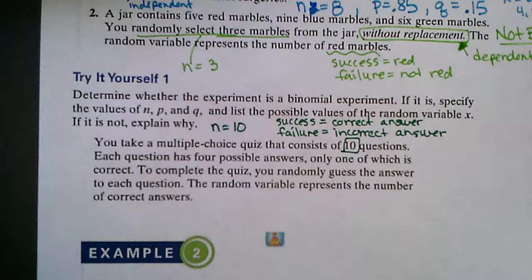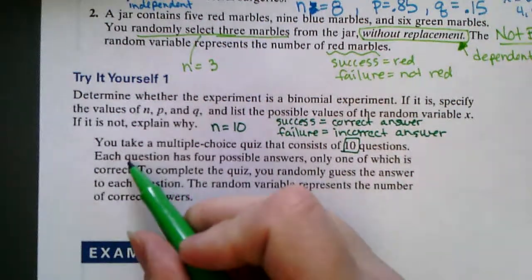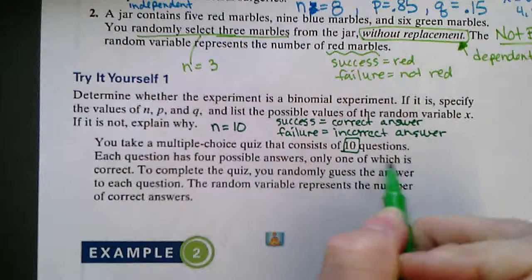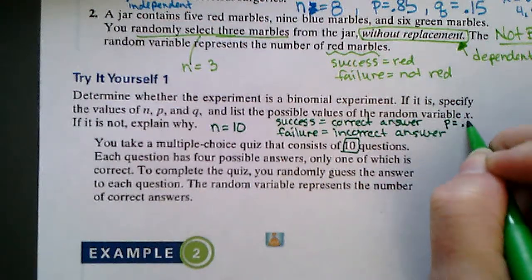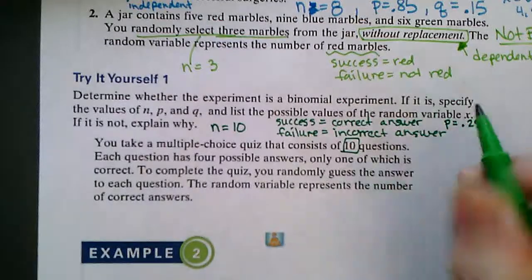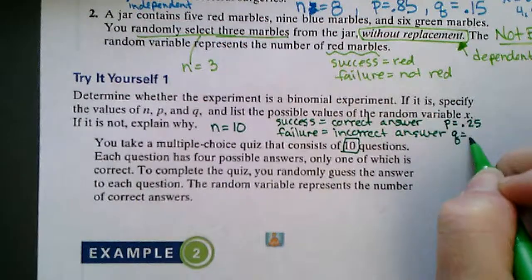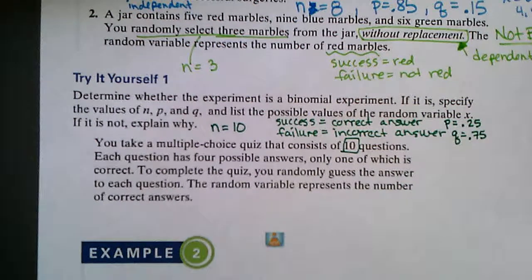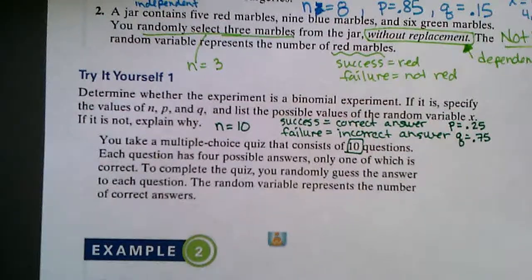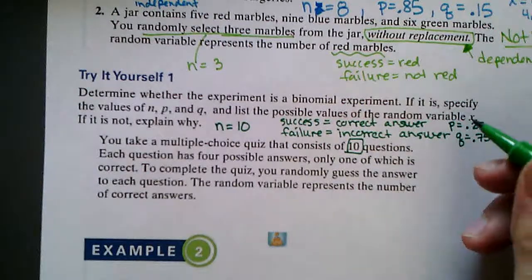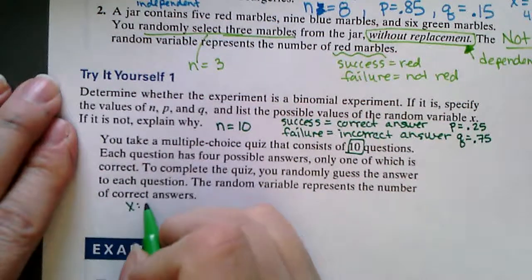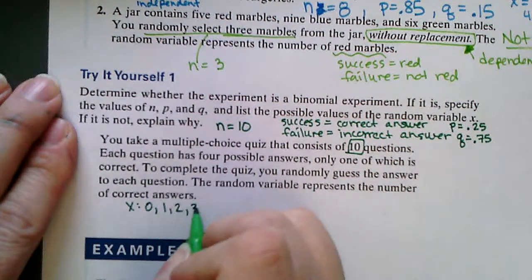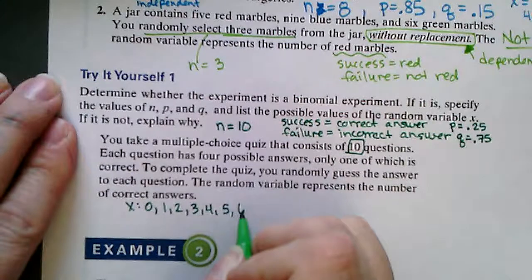The probability of success must remain the same for each trial. So each question has 4 answers, only one of which is correct. So the probability of success would be 1 in 4, so 0.25, meaning the probability of failure would be 0.75 on each outcome. And our random variable x has to represent the number of successes. So our possible values of x could be anywhere between 0 and 10.